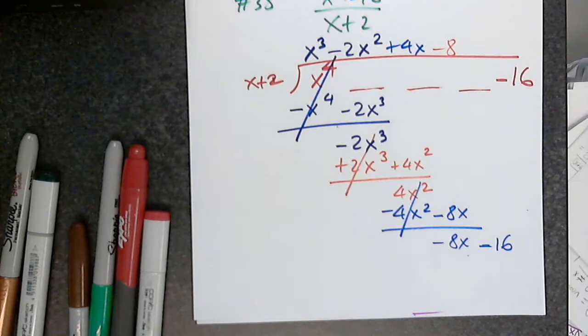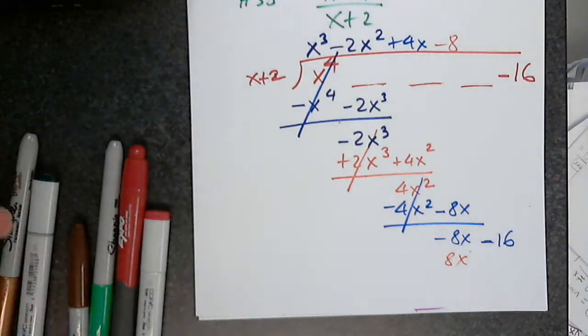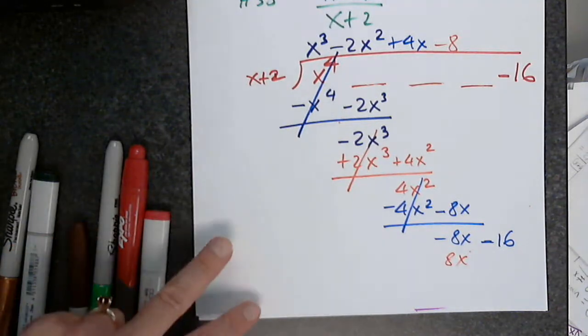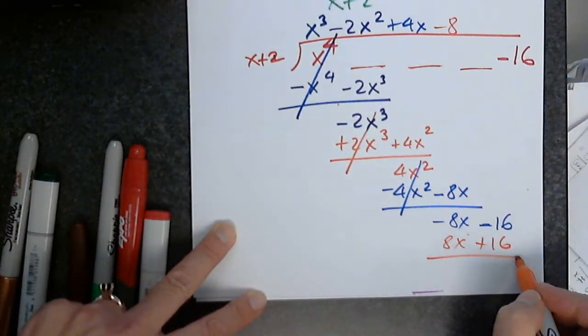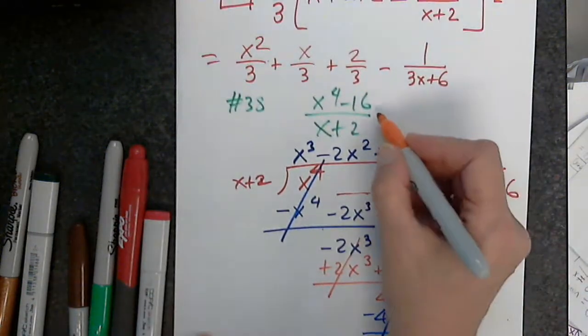So negative 8 times x is negative 8x. What do I write? And then negative 8 times positive 2 is negative 16. What do I write? Okay, and I knew that. I knew there would be no remainder. How do I write the final answer? Can anyone dictate?